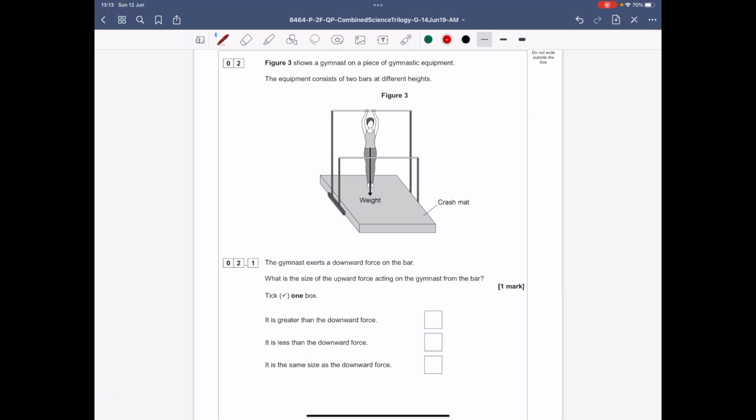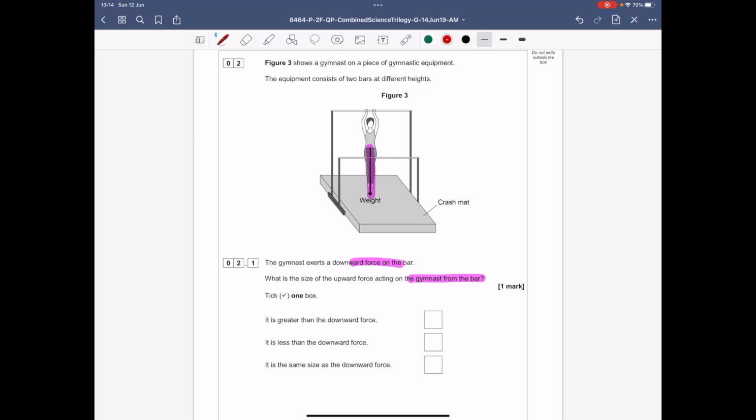Question 2 then. Figure 3 shows a gymnast on a piece of gymnastic equipment. The equipment consists of 2 bars at different heights. The gymnast exerts a downward force on the bar. What is the size of the upward force acting against the gymnast on the bar? So we can see that this gymnast is just stationary, hanging from a bar. She's got a certain amount of weight pulling her down.